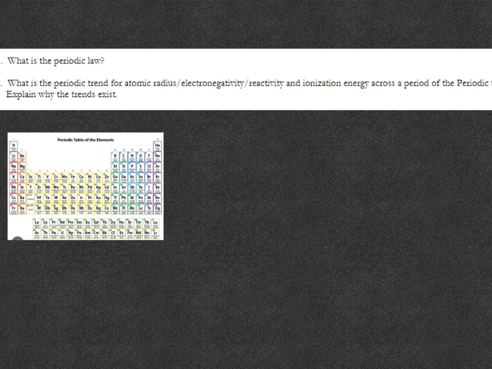Okay, periodic law basically states that when we put elements in order of increasing atomic number, we get this repeating pattern. So elements' properties are functions of their atomic number. Now you need to know your trends, your period trend and group trend for atomic radius, electronegativity, reactivity, ionization energy.